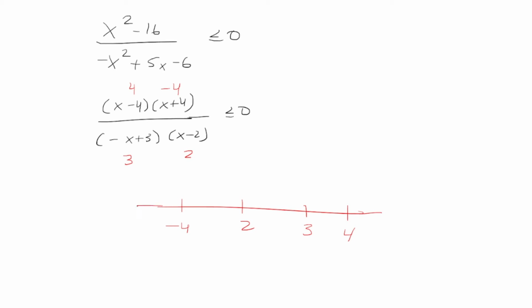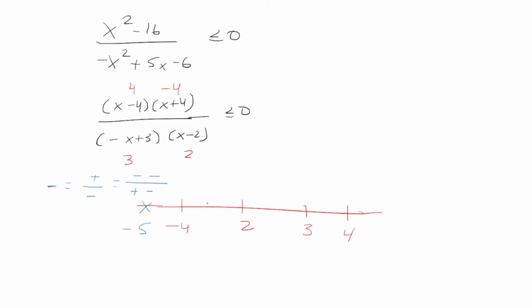Now we're just going to test the different regions. So pick a number that's smaller than negative 4. Let's say negative 5. Okay, so this one is a bit of work. So we have negative 5 minus 4 is negative. Negative 5 plus 4 is negative. Now negative of negative 5 is positive 5 plus 3 is positive. Negative 5 minus 2 is negative. So negative times negative is positive. Positive times negative is negative. And so positive divided by negative is negative. Okay, so this whole thing is negative.